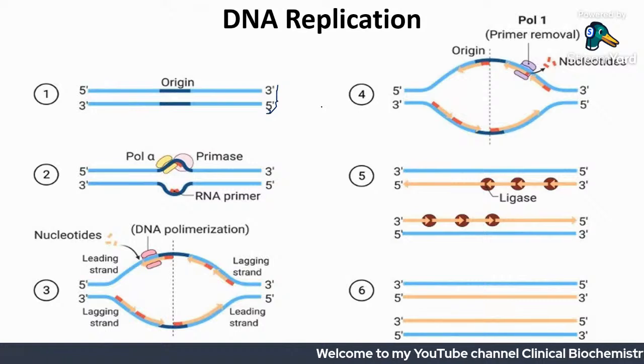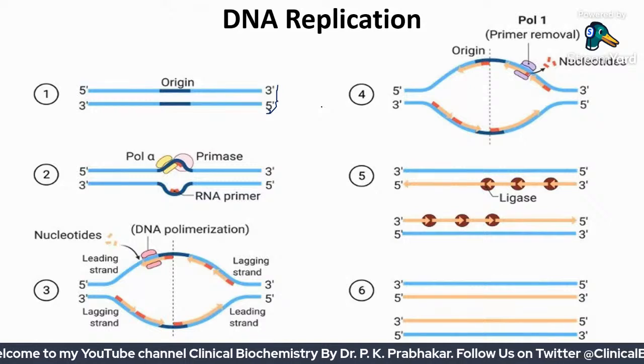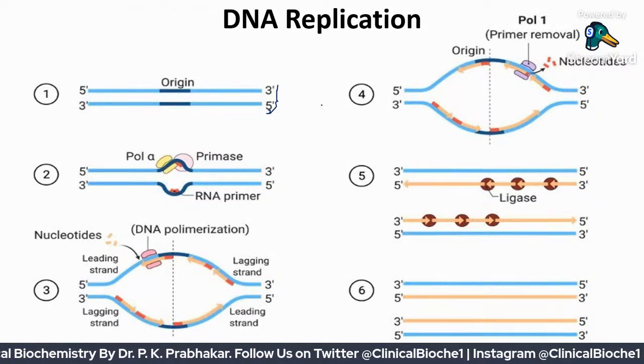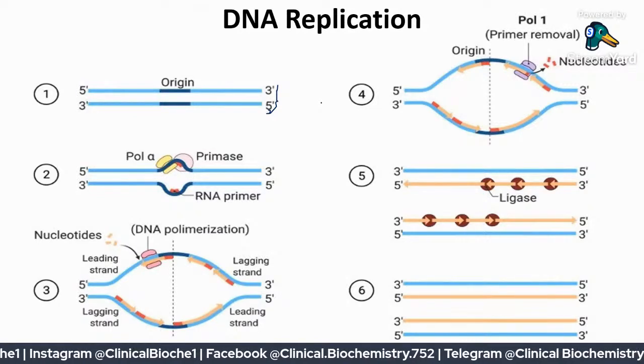Semi-conservative means half of the DNA, one strand of DNA, is going to be coming from the parental DNA, and one half is going to be synthesized new through sequential events, that is, one nucleotide every time is going to be added. That is the process, that is the semi-conservative mode of replication.